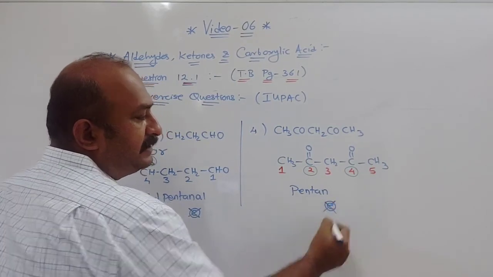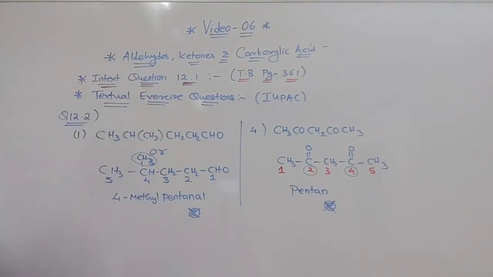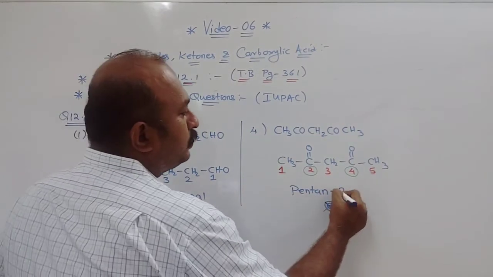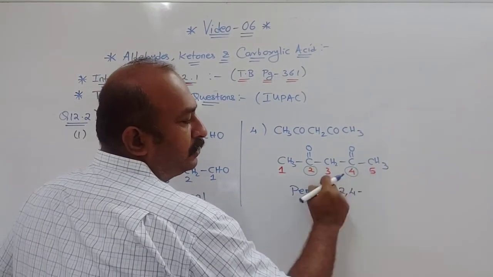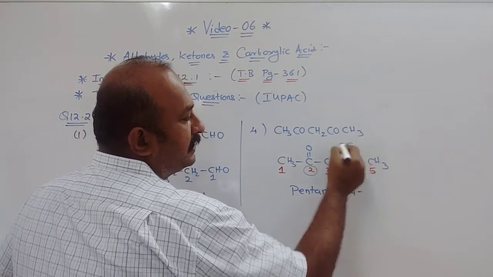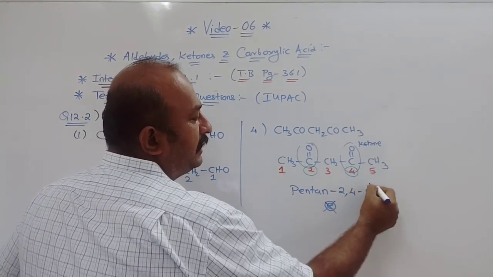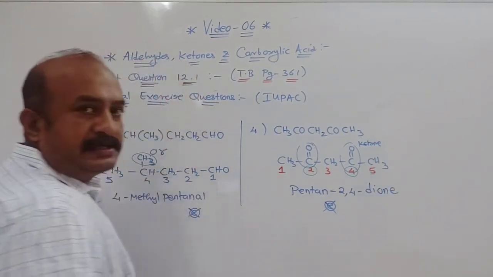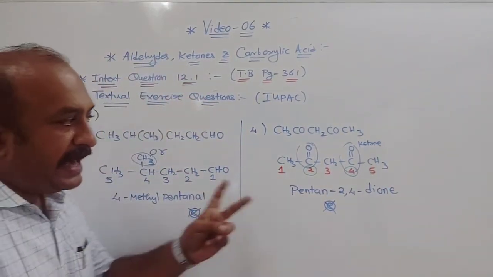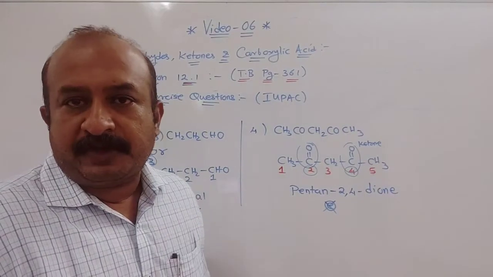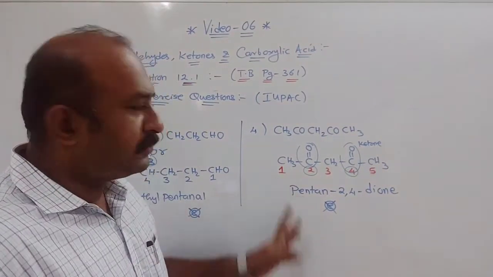From pentane, E is eliminated, and at which positions are the ketone groups? So 2, 4 and 2 ketone groups. These are which groups? These are 2 ketone groups. Ketone. Okay, so I will write di-O-N-E. So O-N-E is the suffix used for ketone, and di means 2 functional groups of ketone. Okay, now this was the fourth one.